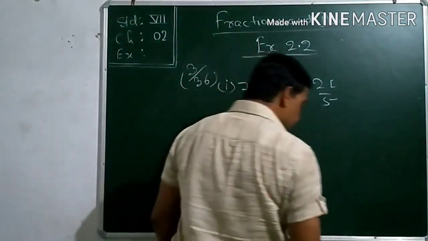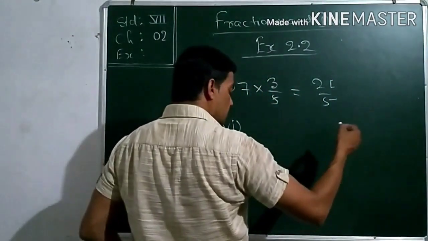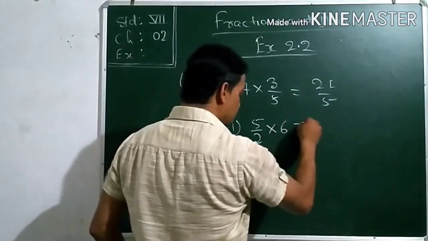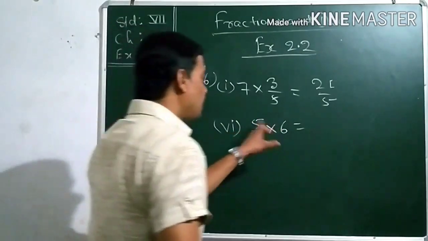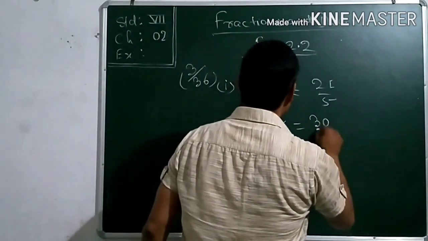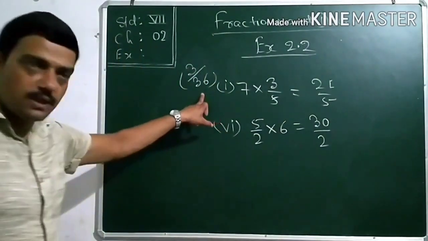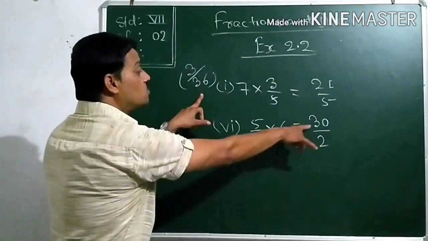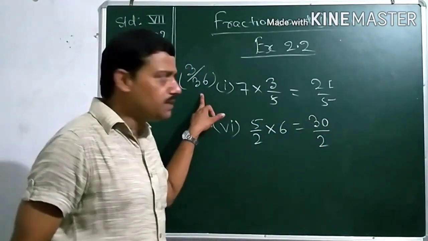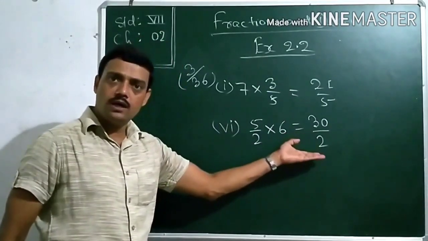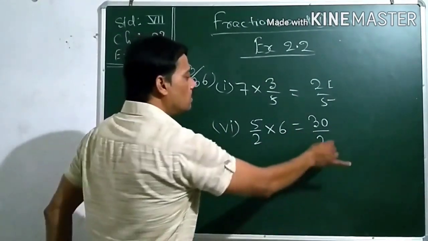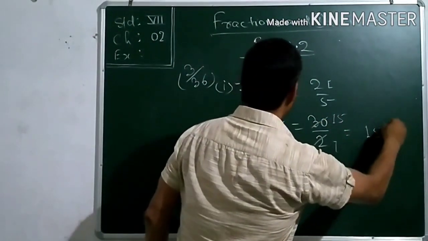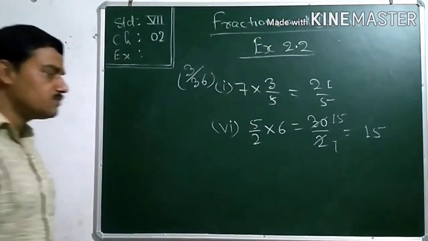In the 6th number sum, the number is 5 by 2 into 6. Similarly, 5 into 6, that is 30 by 2. If you go through the sum in the 3 number, it has been asked to reduce the fractions to the lowest term. Of course, you have learned in the previous classes also how to reduce the fractions into the lowest term. 2 1s are 2 and 2 15s are 30, equal to 15. In this way, you can solve the remaining sums of 3 number.